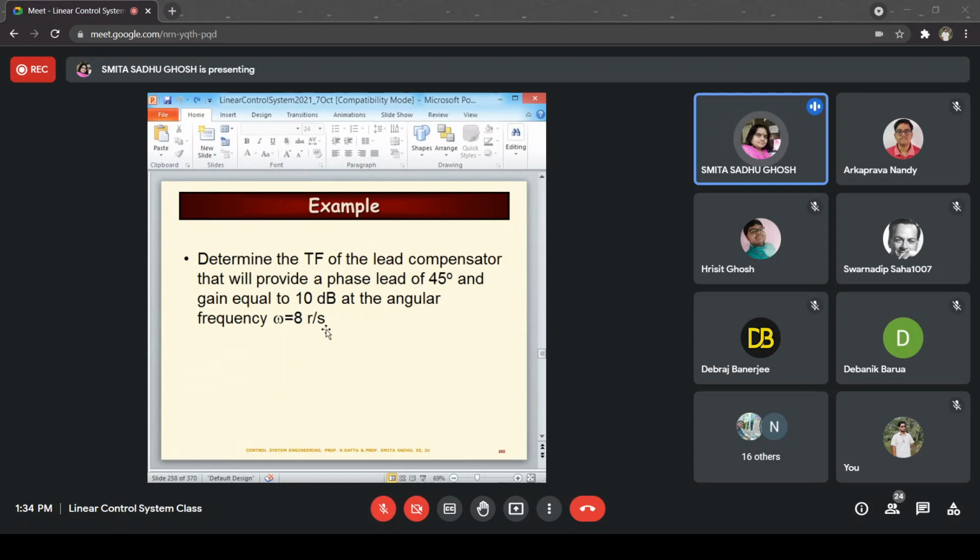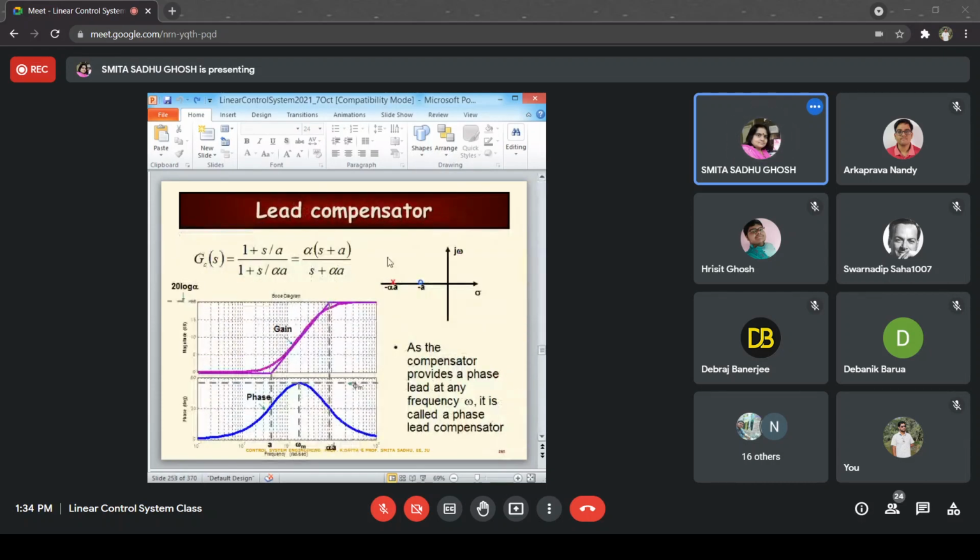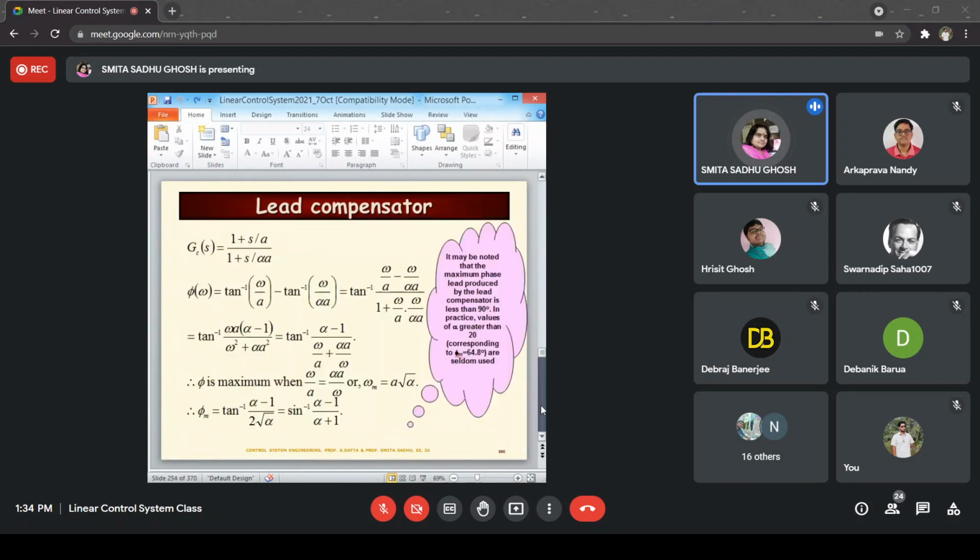For this particular problem, the transfer function of the lead compensator has to be found out. Transfer function of lead compensator means what? You would be recollecting that the transfer function is in the form of 1 plus s by A over 1 plus s by alpha A. So what are the parameters to be found? A has to be found, alpha has to be found, right? Now what are specified for our particular problem?